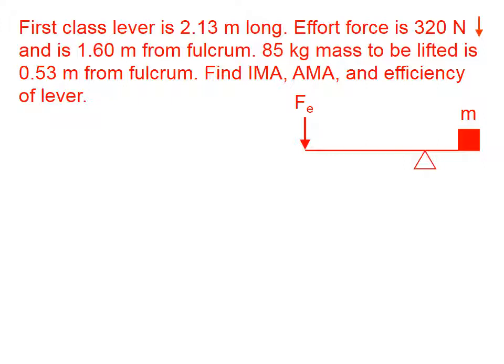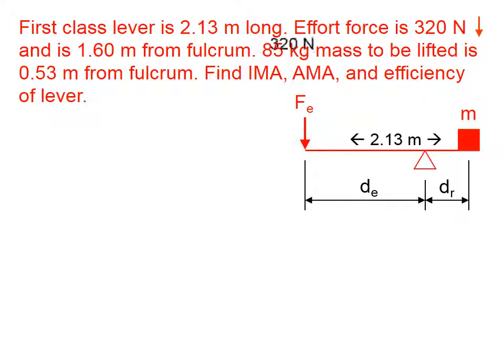We have a first-class lever. Notice that in a first-class lever, the fulcrum is in the middle, and all lever arms are measured relative to that fulcrum. This first-class lever is 2.13 meters long. The effort force is 320 newtons downward and is 1.60 meters from the fulcrum. An 85 kilogram mass is to be lifted, and it is 0.53 meters from the fulcrum. Find the ideal and actual mechanical advantage, and the efficiency.